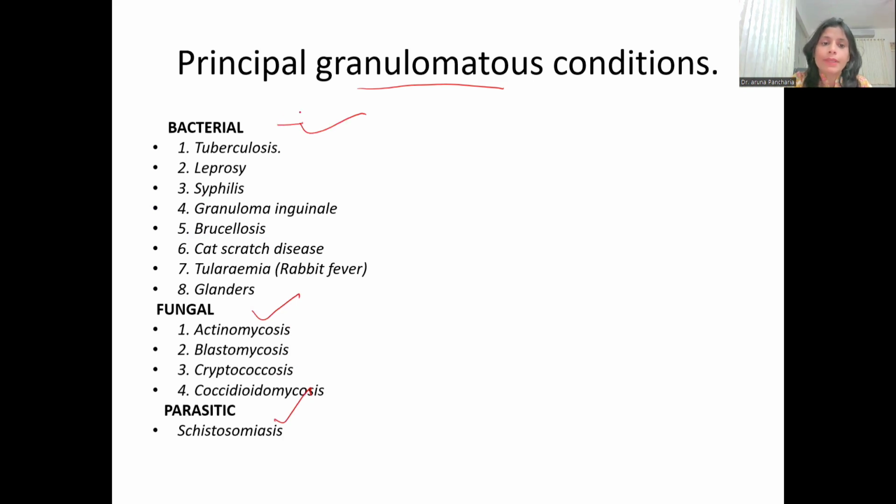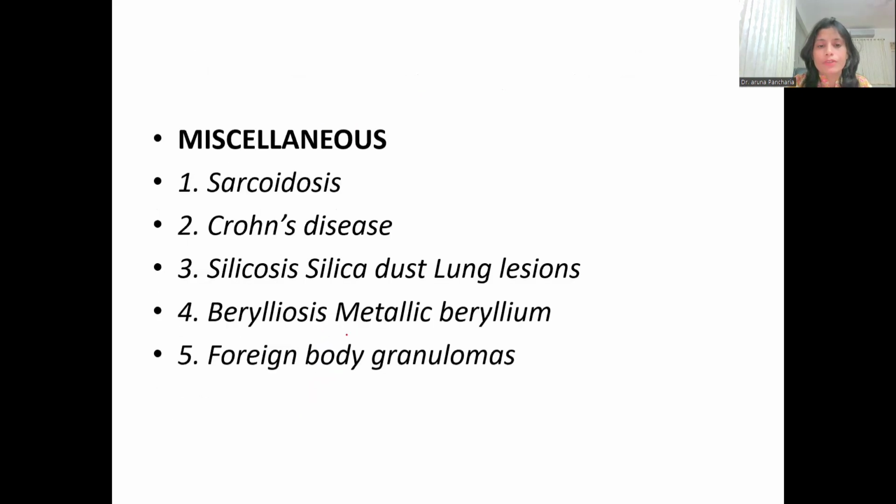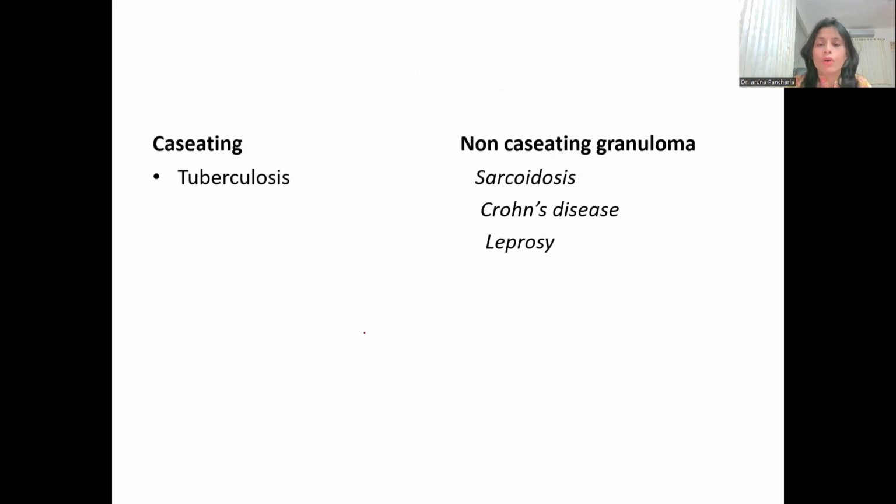For bacterial, name each one: tuberculosis, leprosy, syphilis, brucellosis, cat scratch disease. Then for fungal, you can remember it as ABCD: actinomycosis, blastomycosis, cryptococcosis. In parasitic, schistosomiasis, and in miscellaneous, Crohn's disease, sarcoidosis and foreign body type of granuloma. So all these are granulomas.